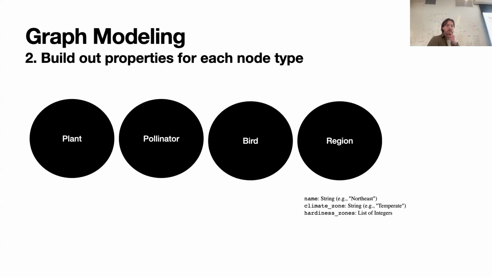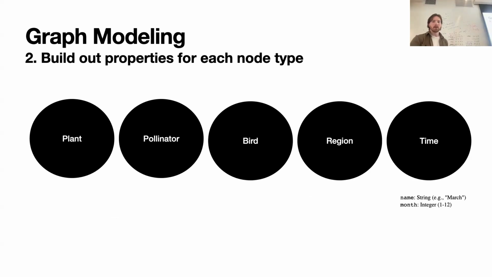A region's going to have a name, maybe a climate zone, a hardiness zone. And a hardiness zone, I think, is a 0 through 10 measurement, and it measures the coldest freezing temperature that's possible in that region. And then you might have some sense of time.